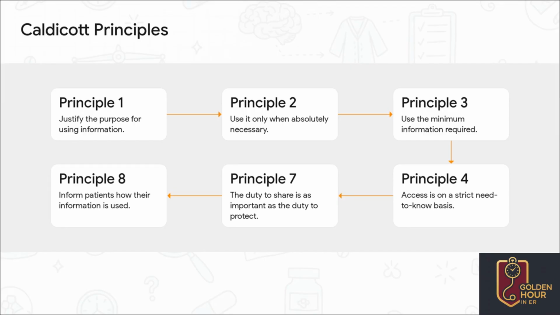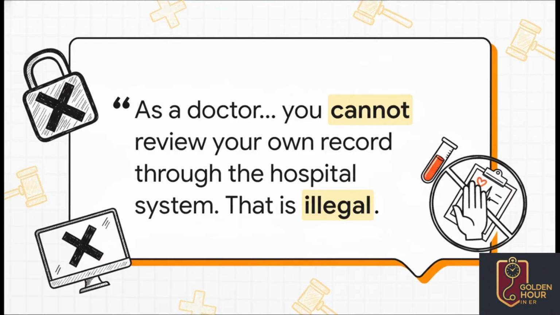It's all about that tricky balancing act. When does your duty to share information to help a patient outweigh your duty to protect their privacy? That judgment call is everything. And here's a perfect example of just how strict these rules are. You might think, oh, I'll just look up my own blood test results on the hospital computer. Nope, you absolutely cannot do that. It's actually illegal. It really hammers home that access is only for treating patients, not for your own convenience.